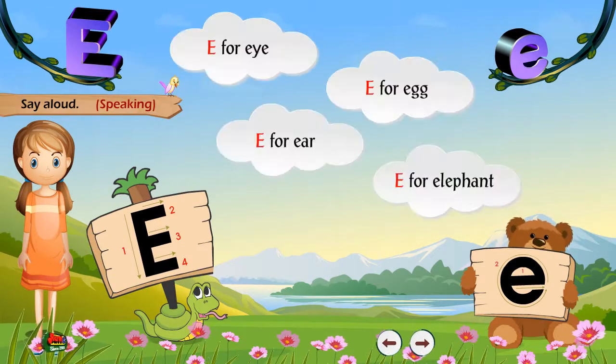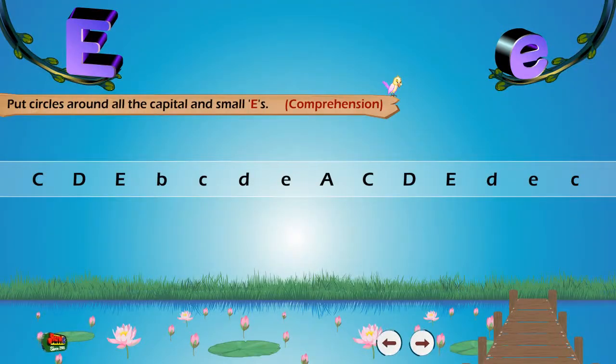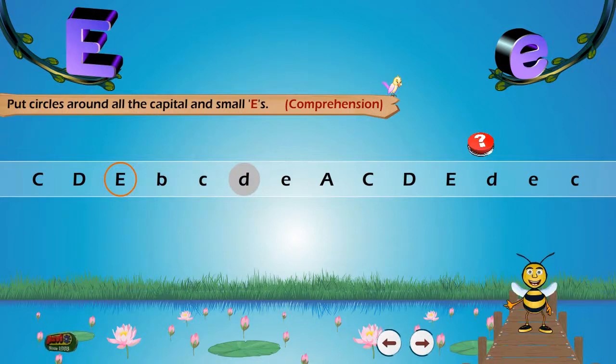Say aloud. Speaking. E for eye. E for egg. E for ear. E for elephant. Put circles around all the capital and small E's. Comprehension. Oh no, do it again.